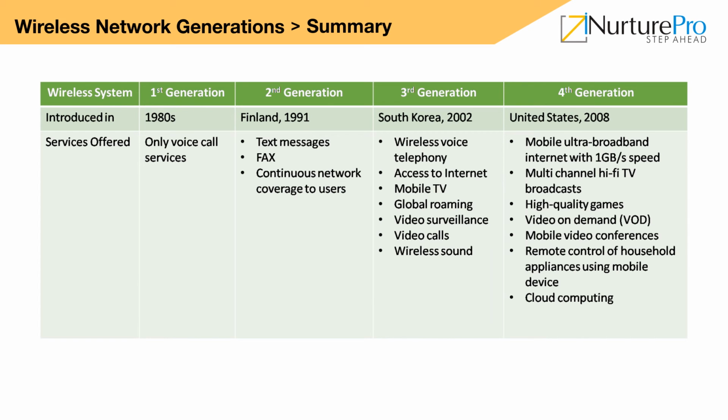Now we come on to the 3rd generation, which was introduced in South Korea in the year 2002. The services offered in the 3rd generation were wireless voice telephony, access to internet, mobile TV, global roaming, video surveillance, video calls, and wireless sound. The last generation, which was introduced in the year 2008 in the United States, was the 4th generation. It included services such as mobile ultra broadband internet with 1 GB speed per second, multi-channel hi-fi TV broadcast, high-quality games, videos on demand, mobile video conferences, remote control of household appliances using a mobile device, cloud computing, and wireless sound.